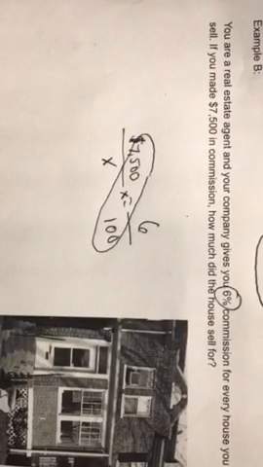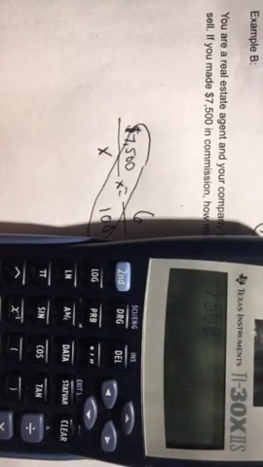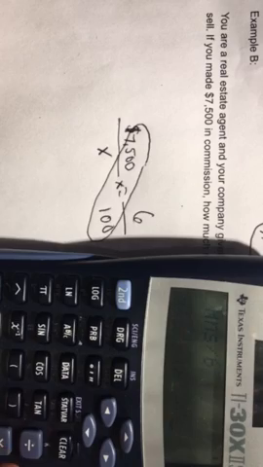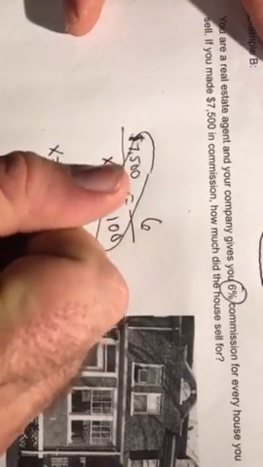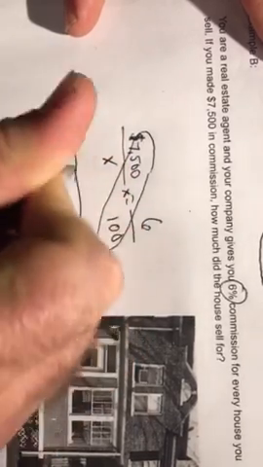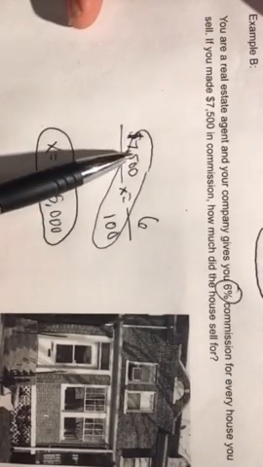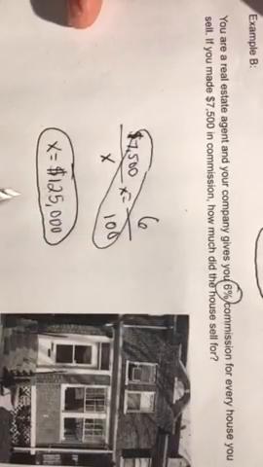Now I can solve by cross multiplying. I go diagonals first and multiply these together: $7,500 times 100. Then I divide by my third number, which is 6, and I get $125,000. So x equals $125,000. That is how much the house sold for. If my realtor, the real estate agent, or me made 6%, meaning I made $7,500 commission, that means I had to sell the house for $125,000.